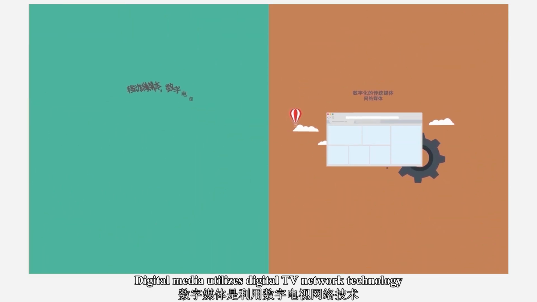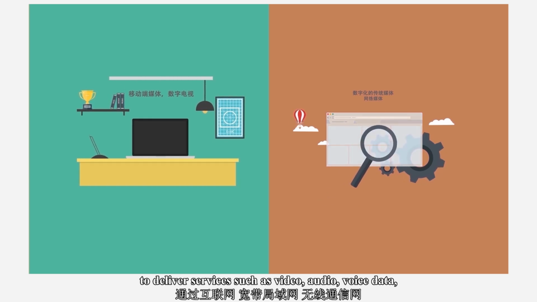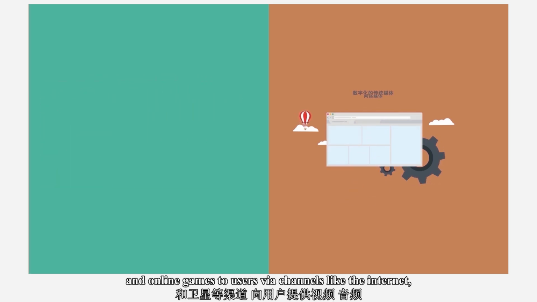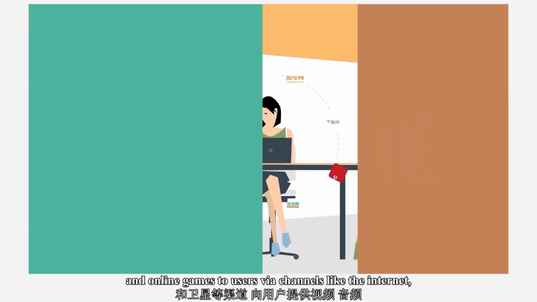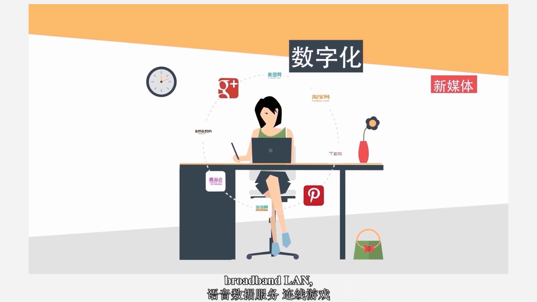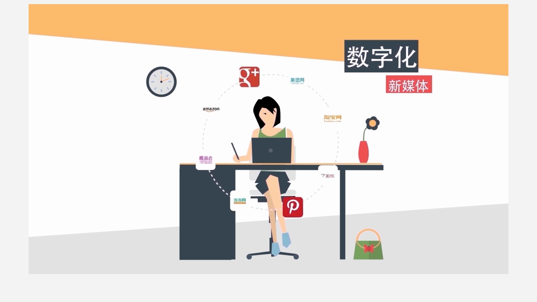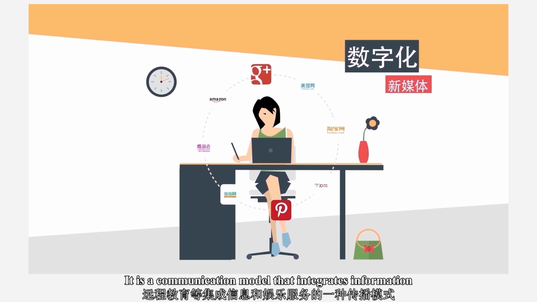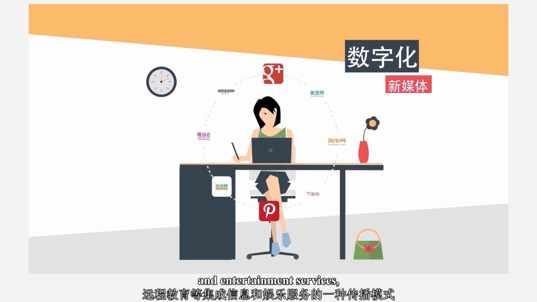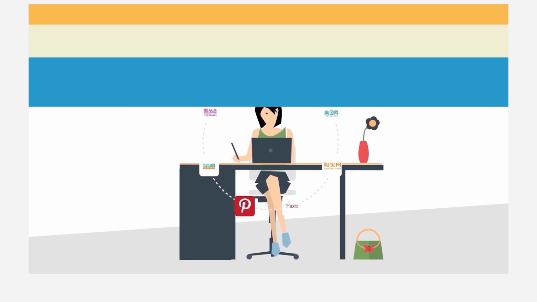Digital media utilizes digital TV network technology to deliver services such as video, audio, voice data, and online games to users via channels like the Internet, broadband LAN, wireless communication networks, and satellites. It is a communication model that integrates information and entertainment services, including distance education.